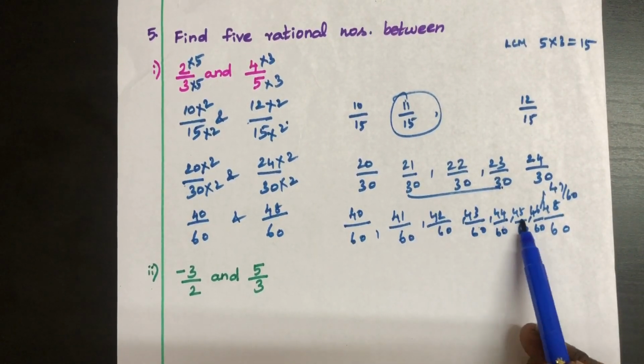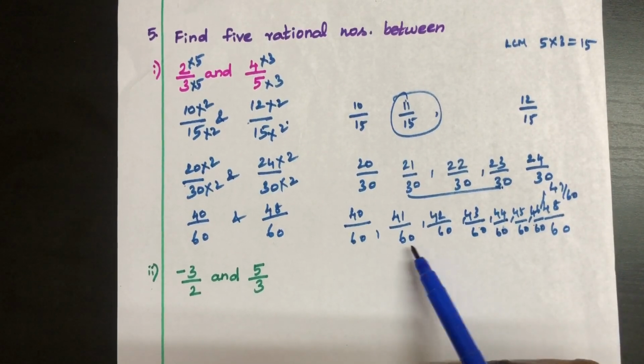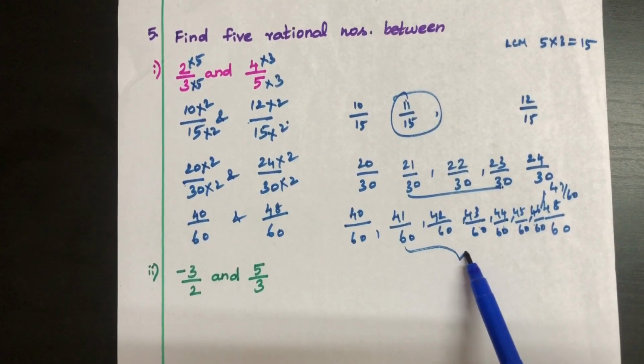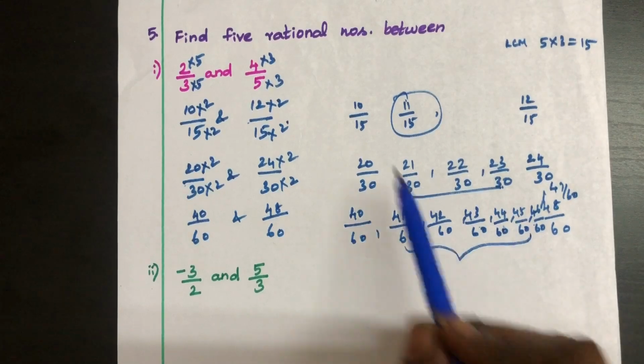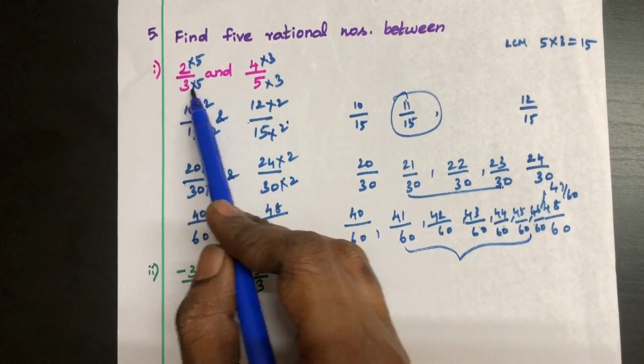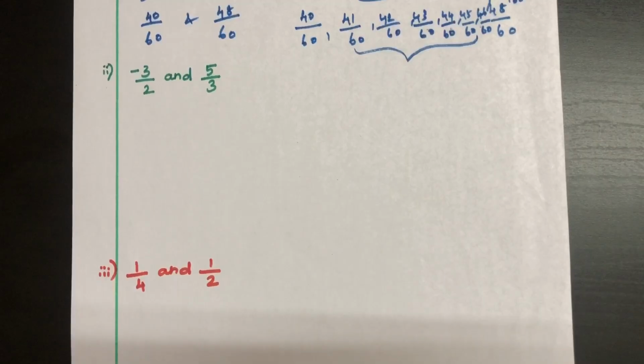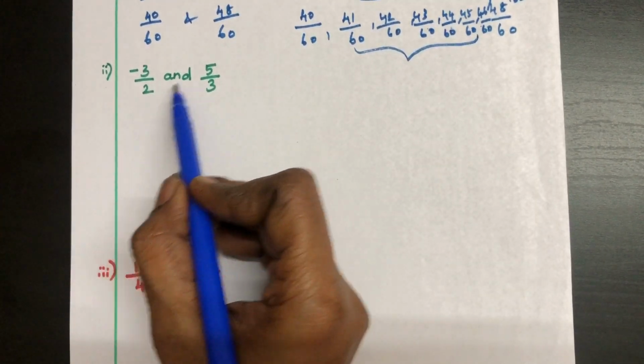1, 2, 3, 4, 5, 6, more than 5 we can find. So let us take 41, 42, 43, 44, 45. These are the 5 rational numbers between 2 by 3 and 4 by 5. Okay. Minus 3 by 2 and 5 by 3.